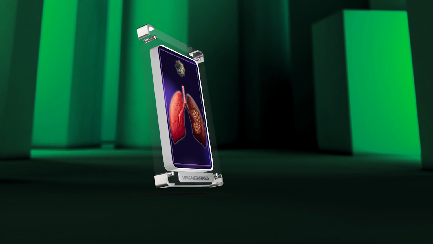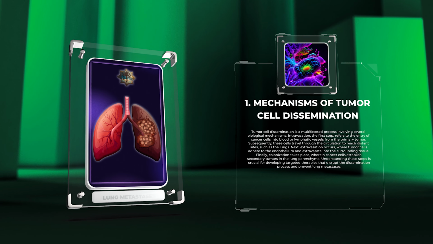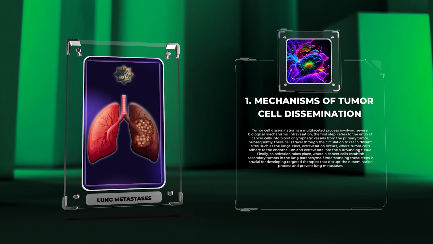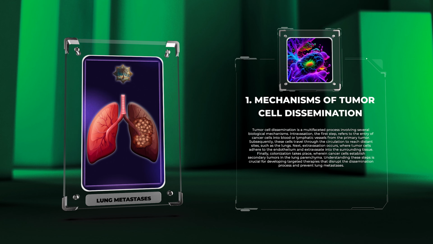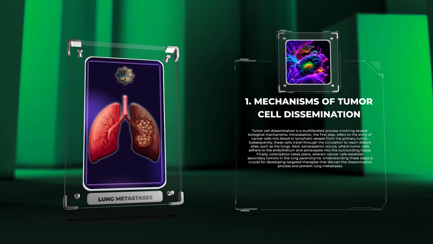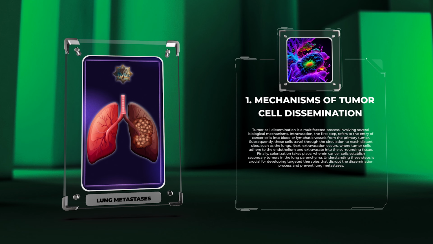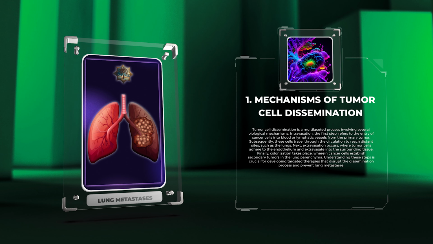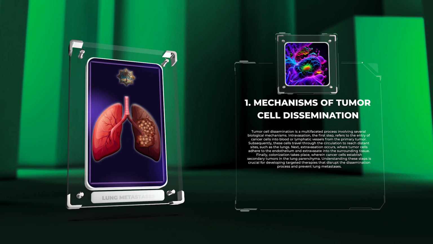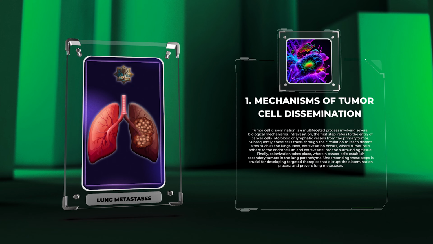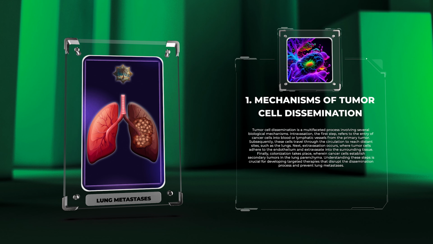Tumor cell dissemination is a multifaceted process involving several biological mechanisms. Intravasation, the first step, refers to the entry of cancer cells into blood or lymphatic vessels from the primary tumor. Subsequently, these cells travel through the circulation to reach distant sites, such as the lungs. Next, extravasation occurs, where tumor cells adhere to the endothelium and extravasate into the surrounding tissue. Finally, colonization takes place, wherein cancer cells establish secondary tumors in the lung parenchyma. Understanding these steps is crucial for developing targeted therapies that disrupt the dissemination process and prevent lung metastases.